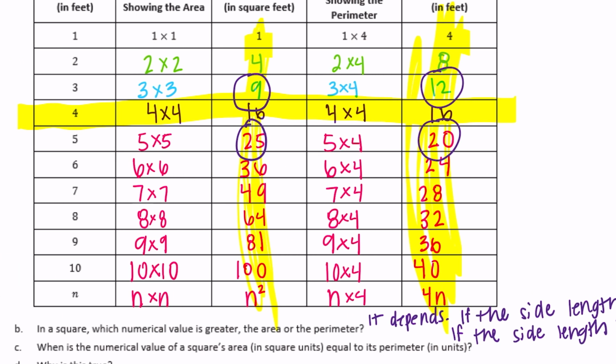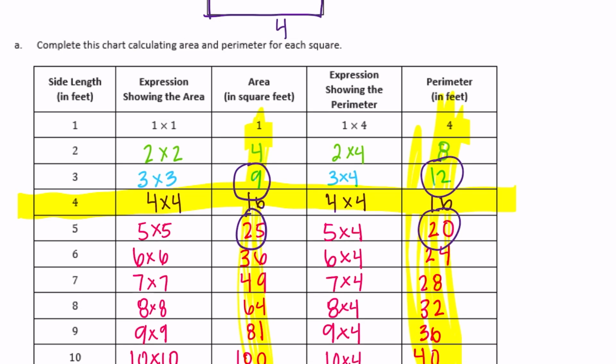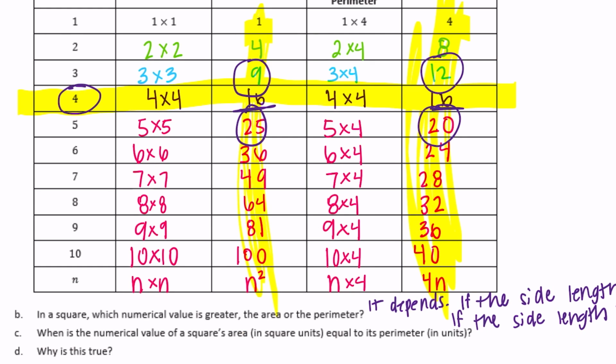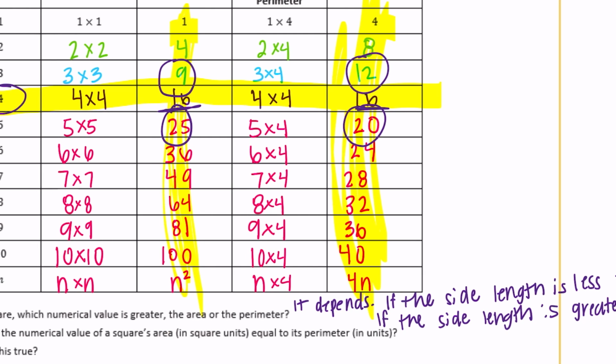When is the numerical value of a square's area equal to its perimeter? So we already found that one. It's equal when the side length is 4. That's when they're both 16. So I'll say when the side length is exactly 4.